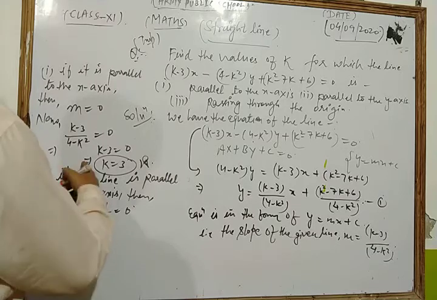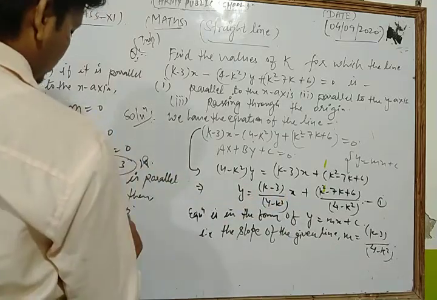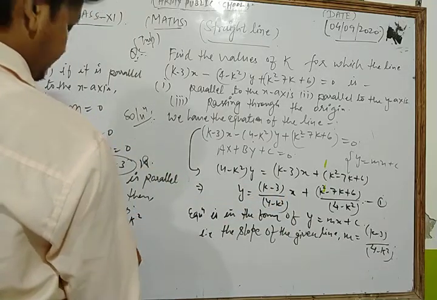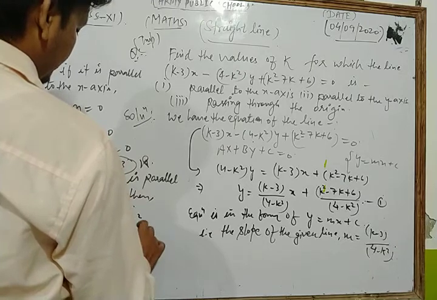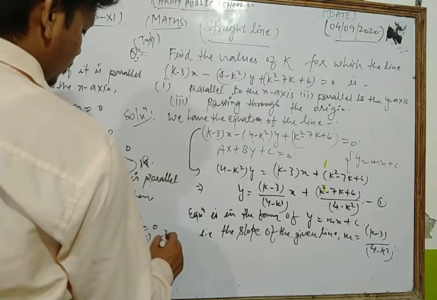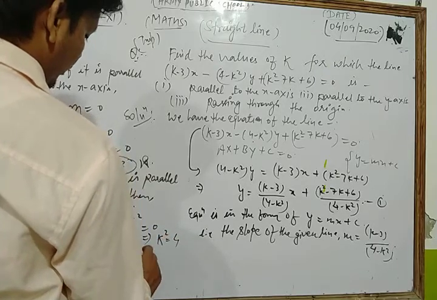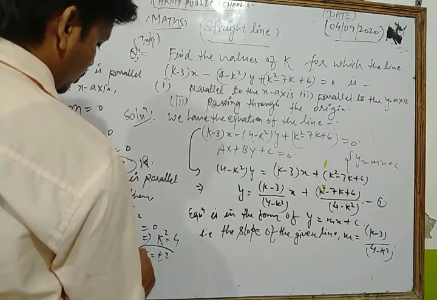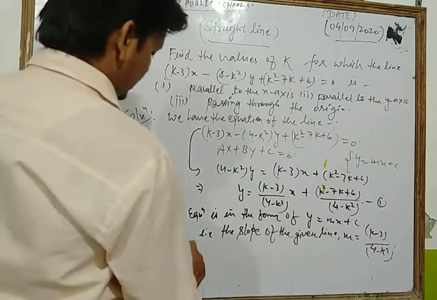So the value of 1 upon m is what? 4 minus k square upon k minus 3 is equal to 0. Now from that relation we get the value of k square is equal to 4, that is, the value of k is equal to plus minus 2. Dear students, this is another answer.